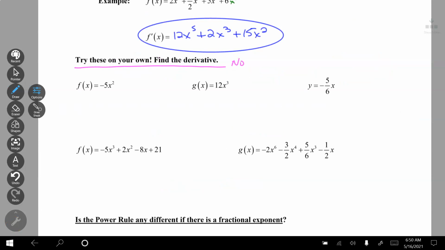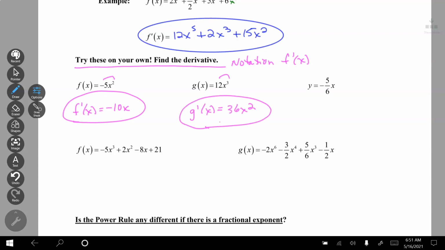Make sure you do notation. And notation is that I need to see the f prime, or the g prime, or the y prime, whatever letter we're using. So again, f prime of x is going to be negative 10x to the 1st. I don't have to write down the 1st. Multiply here, I get g prime of x is going to be 36x squared. Oh, this is a 1 here. So I have to do y prime is equal to negative 5 over 6 x to the 0, but I don't ever have to write down x to the 0, because x to the 0 is just equal to 1. So it's just really y prime is equal to negative 5 over 6.